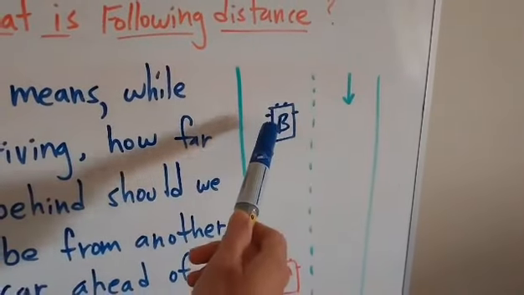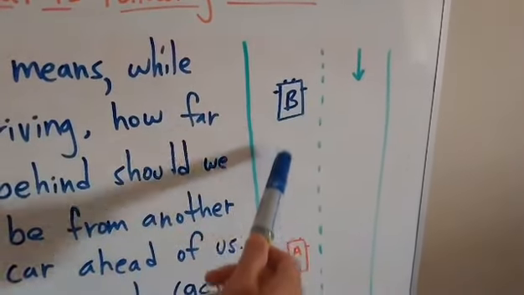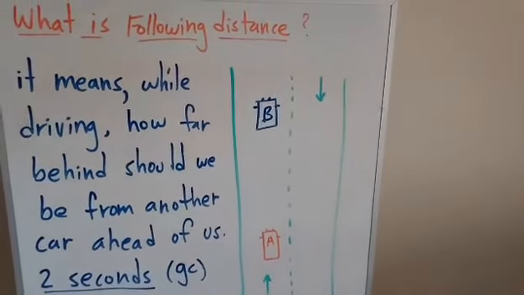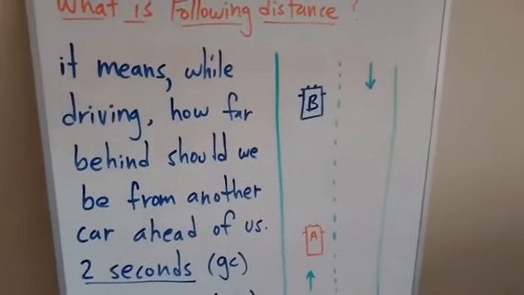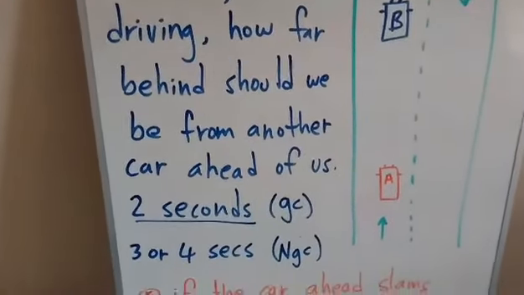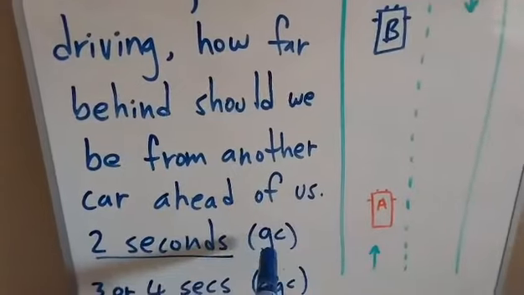Because if that car suddenly brakes, we need a good reaction distance to safely stop and not to hit onto that car. So generally it's 2 seconds. 2 seconds in good conditions.